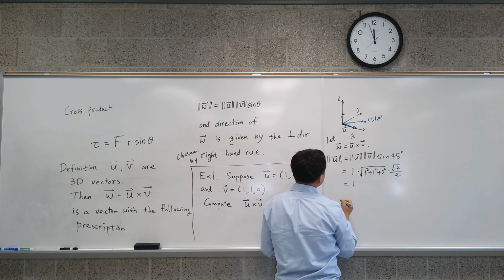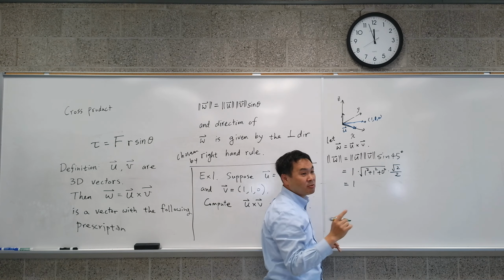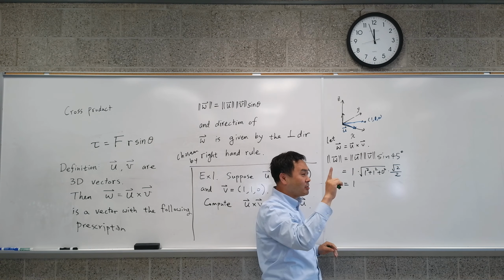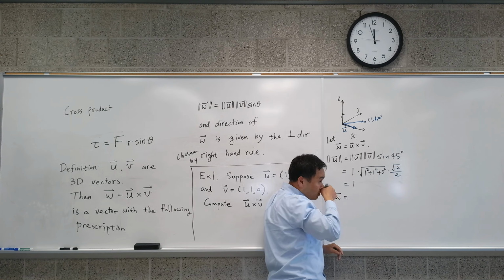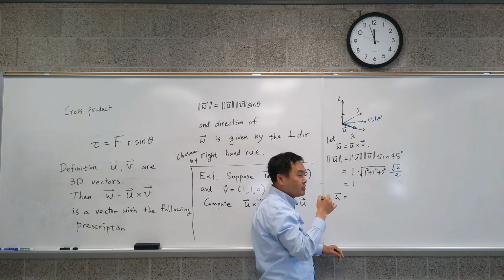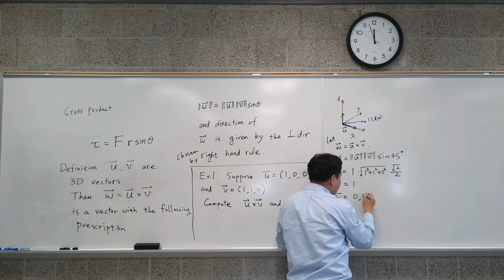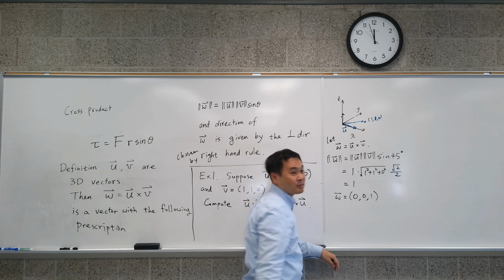And so what is this vector if you go up one in the z direction? w is therefore 0, 0, 1. That's it.